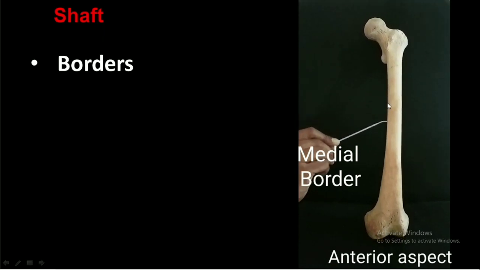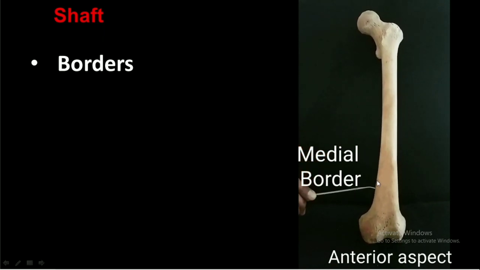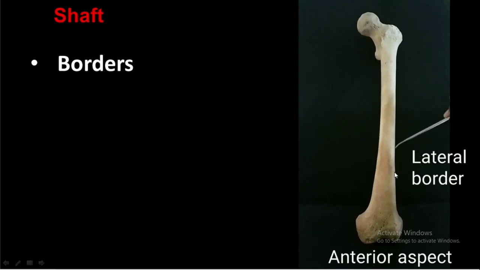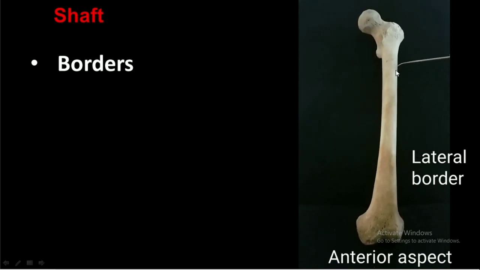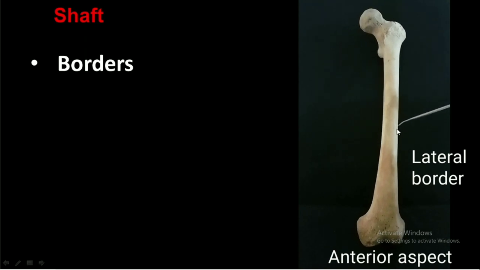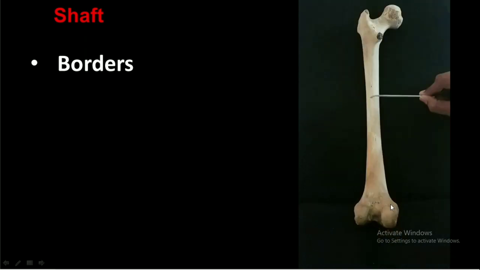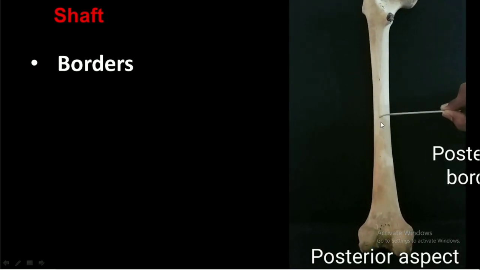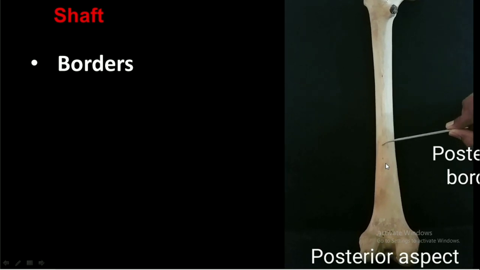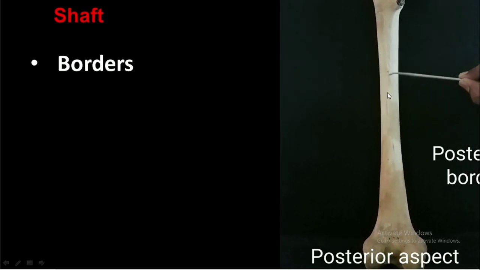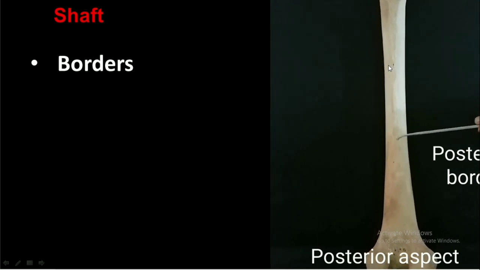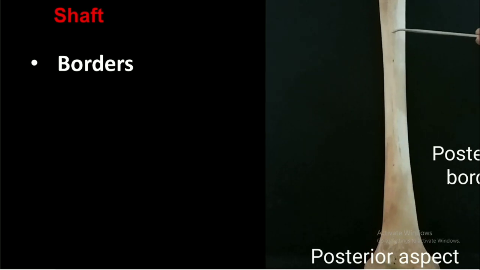So this is the medial border. This is a lateral border. This is from the anterior aspect. This is a posterior border in the form of linea aspera. So this is all about the borders of the shaft of femur. Three borders: medial border, lateral border and the posterior border.